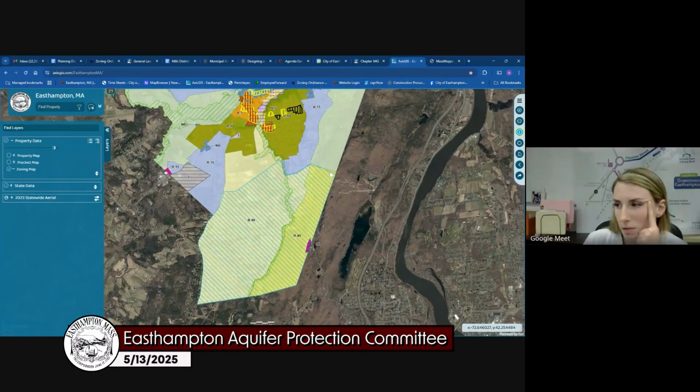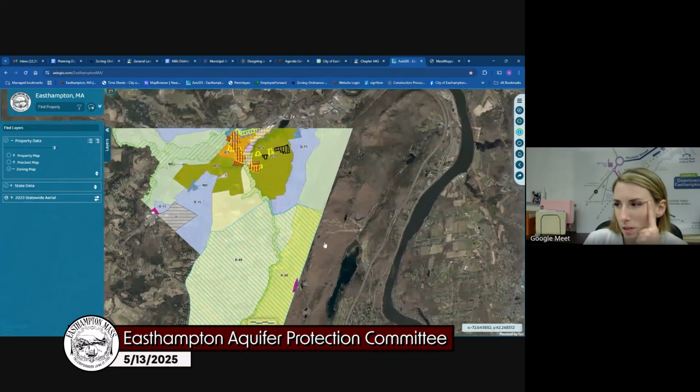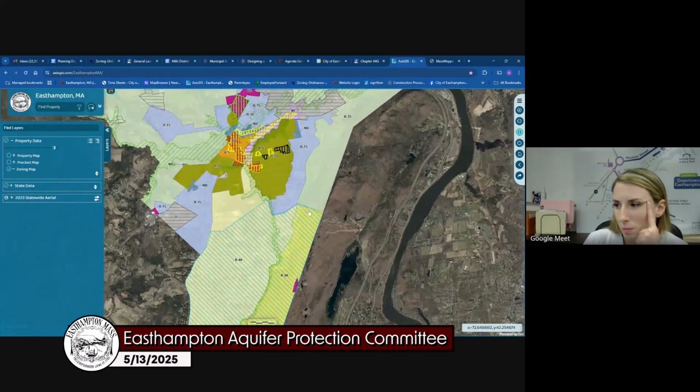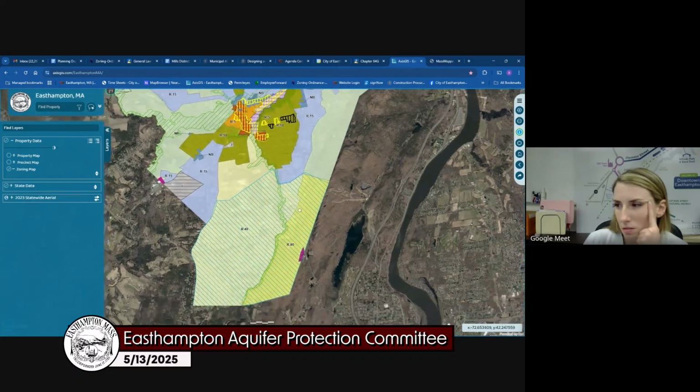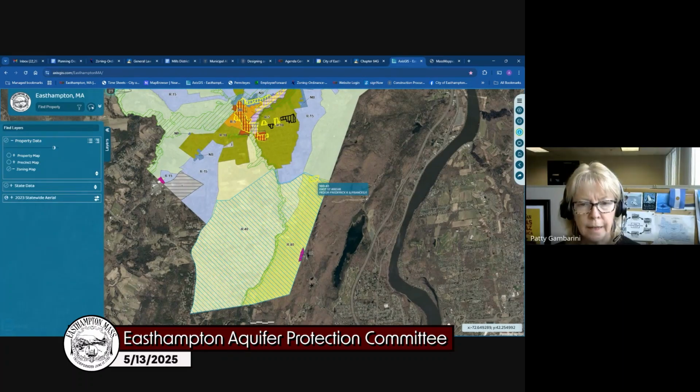So yep, it looks like it hangs over a tiny bit into 35, but I think the intent probably was to follow that line more or less. Yeah, and I would say that the layer on Mass Mapper on the western boundary goes almost up to South Street and then cuts across the Mountain View School property. So it looks like there's part missing on this map.